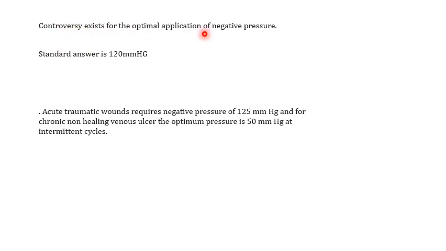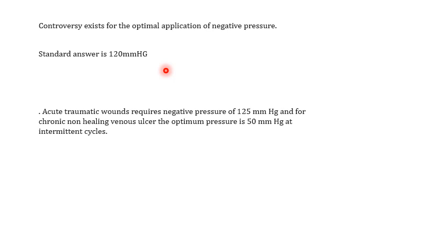Now controversy will exist regarding the optimal application of negative pressure. So it can go from 50 millimeters to 150. But as undergraduates, you need not break your head over controversies. The standard is 120 mm of mercury, and it is minus 120. So you might get a question where it will be plus and minus 120. Be careful.